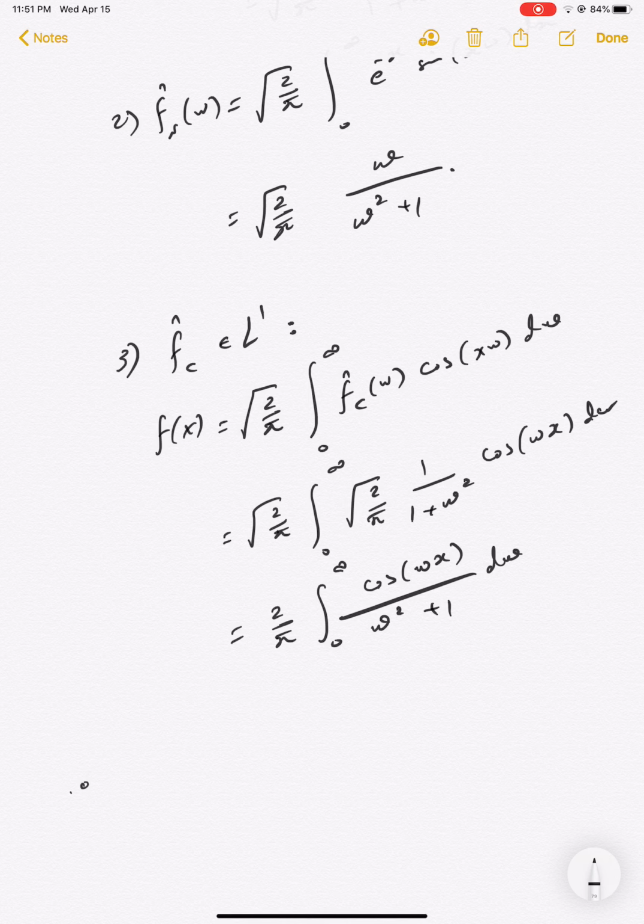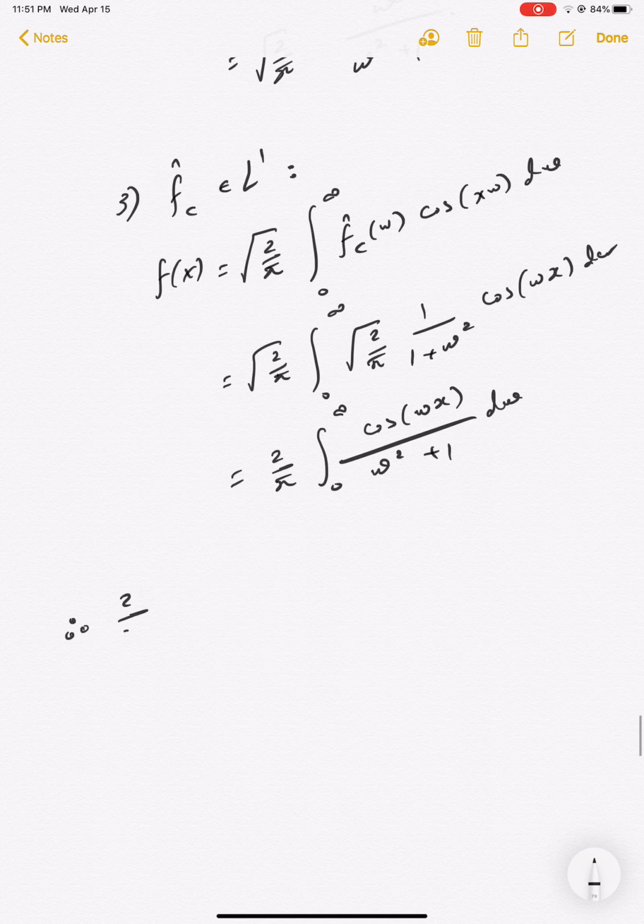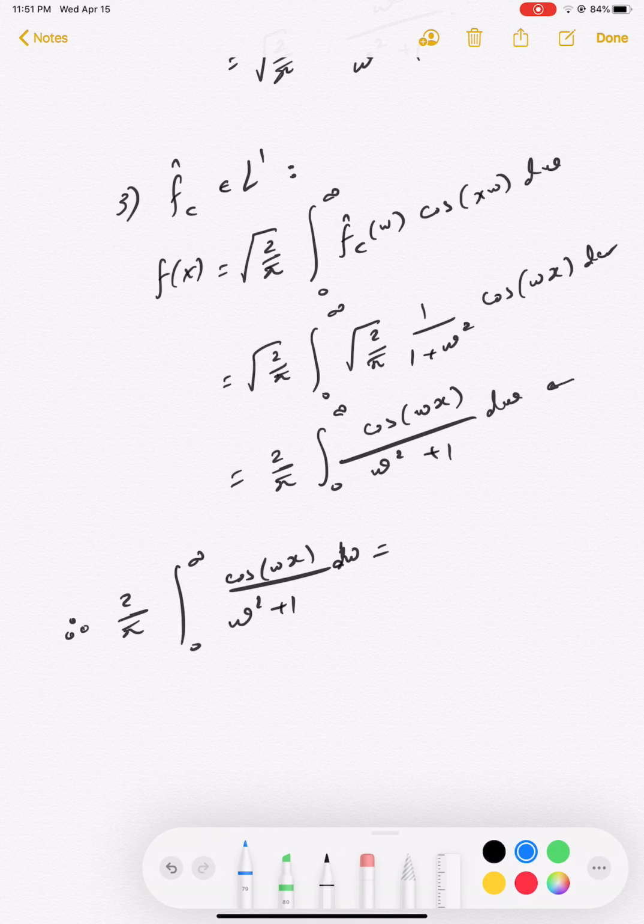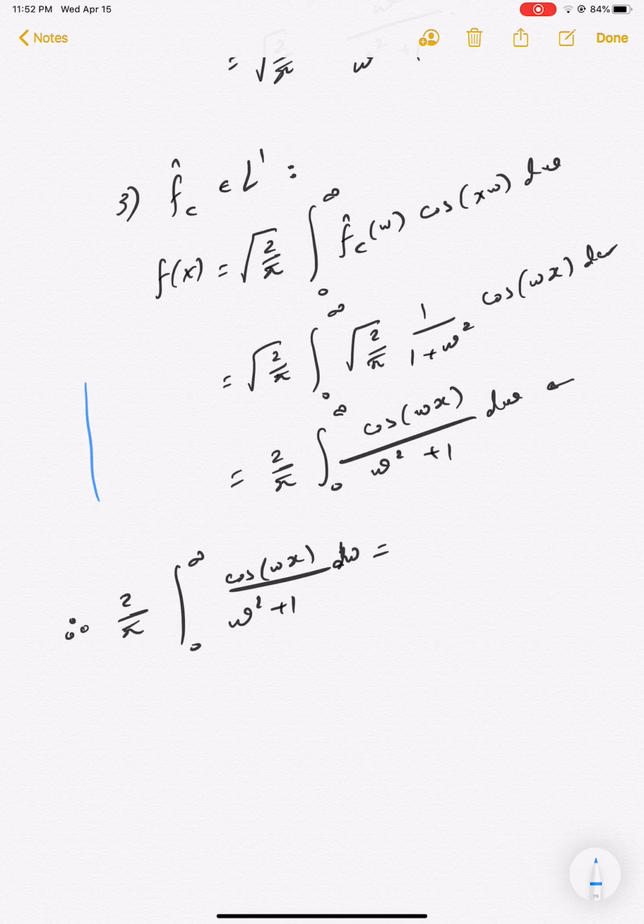Okay, so what we found basically is this: 2 over pi, the integral. This is one of the most interesting mathematical applications for the inversion formulas. So this is what we've got. It's equal to f of x, but again, when we say it's equal to f of x, we mean the limits from left and from right over 2.